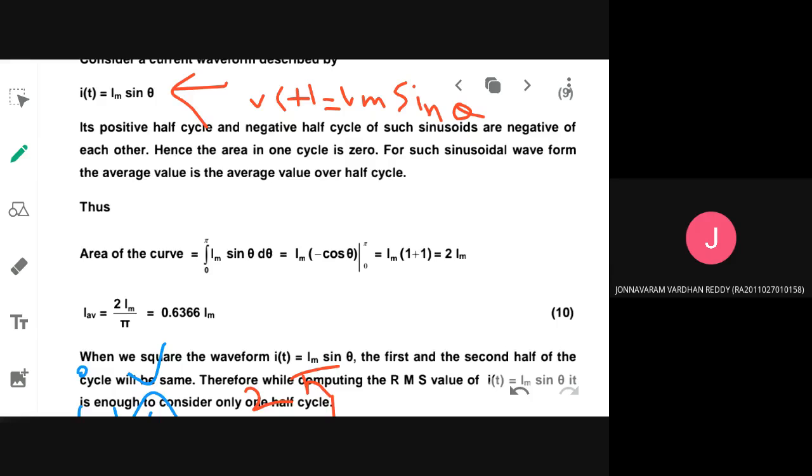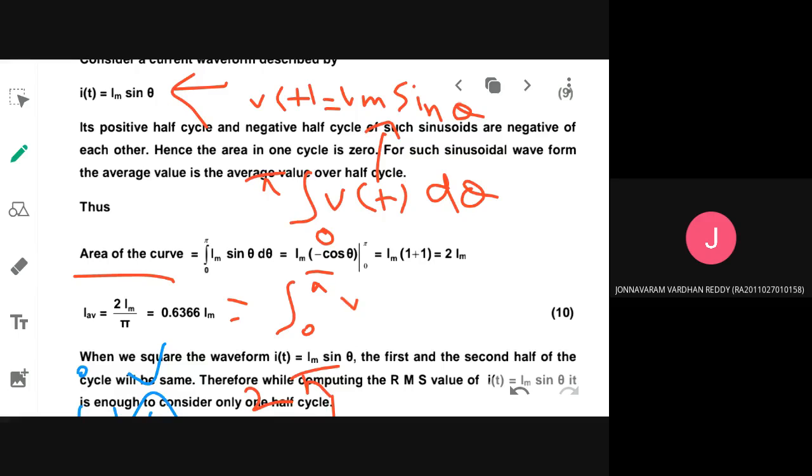Now I want to derive the area. So area is given by what formula generally? Integral from 0 to, what is the time period you are considering now? Pi, ma'am. Only half period. And you have to write V of t and integrate it with respect to theta. So 0 to pi, V of t is Vm sin theta d theta. Vm is a constant, so you can take it out of the integral.